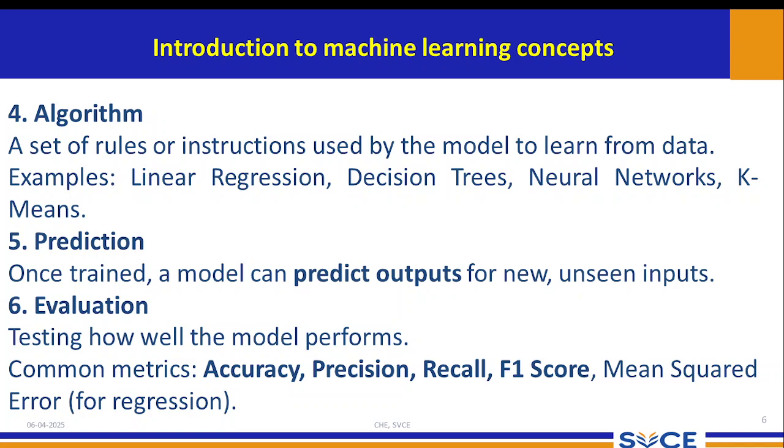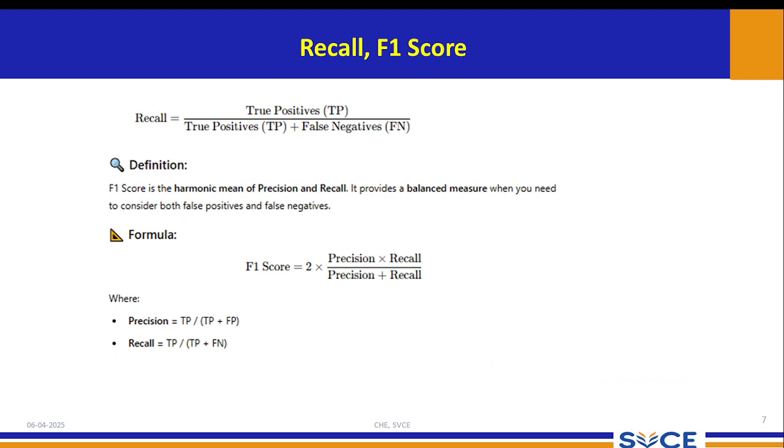And coming to recall and F1 score, I'll explain what recall is. Recall is true positives divided by true positives plus false negatives. For example, let's say 100 patients are found to be cancer patients, and my model predicts only 80 of them. Then true positive is 80 and false negative is 20, right? So the recall is 80 divided by 80 plus 20, which is 80 divided by 100, 0.8. So the recall is 0.8. This is how recall is calculated.